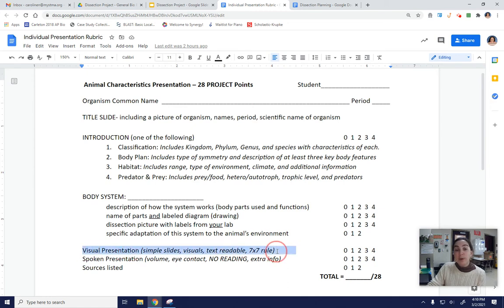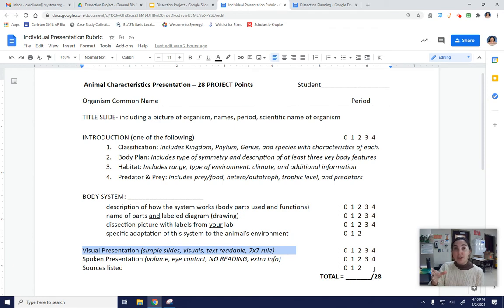So the visual presentation is basically what your slides look like. You've all probably seen slides with tons of words that you can't read or no pictures and they're really boring. So you get some points for having slides that are visually interesting, that have some pictures and diagrams. They're simple enough that they're easy to look at for the audience. The text is readable and there aren't too many words. I always tell my students the fewer words you can put on a slide, the better.